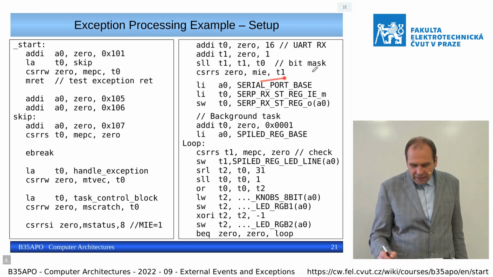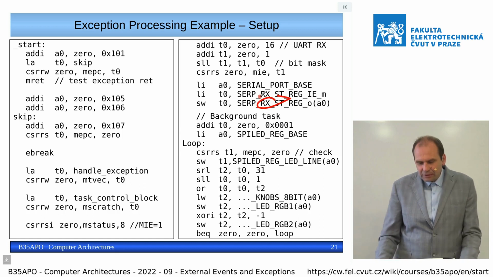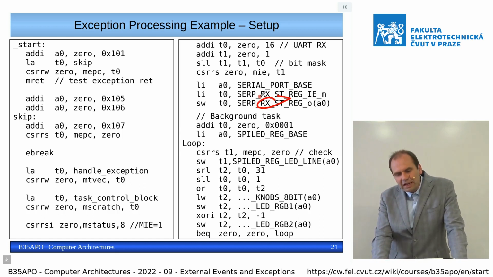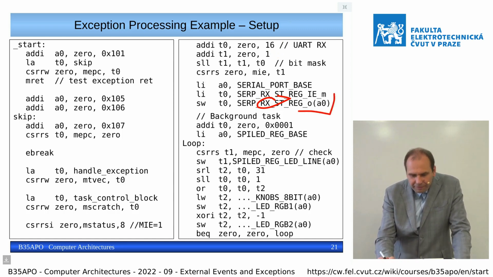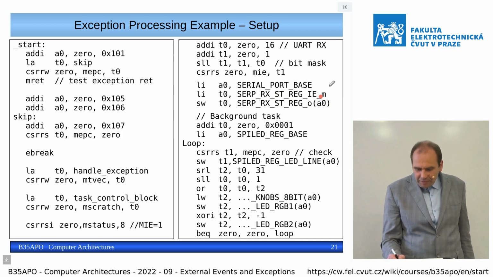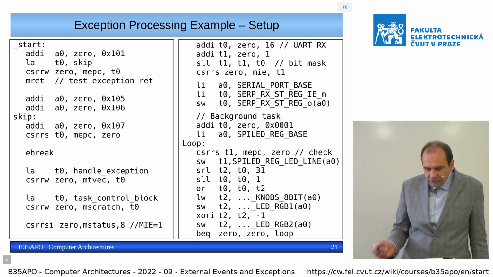So basically we set the bit which corresponds to the given external source. And now we start to work with the actual serial port. So we take the base address of the serial port. And in the receiver status register, we need to enable the interrupt not only on the global level and the level of the processor, but on the level of the peripheral. So we enable the interrupts there by writing bit 1 to the status register.